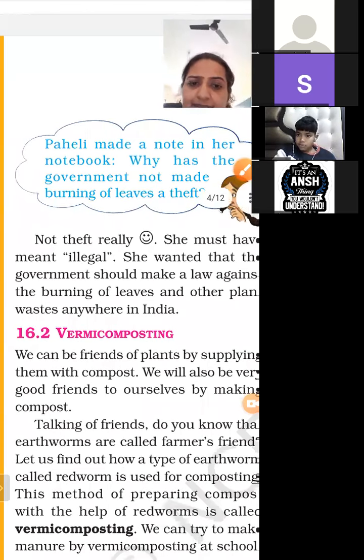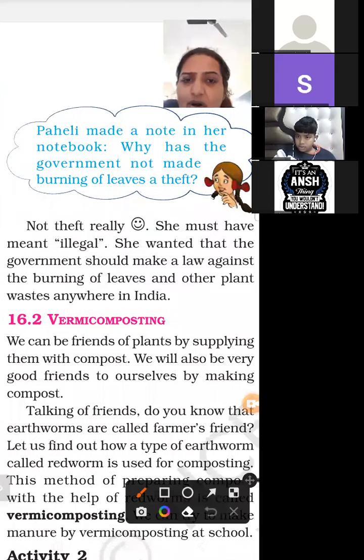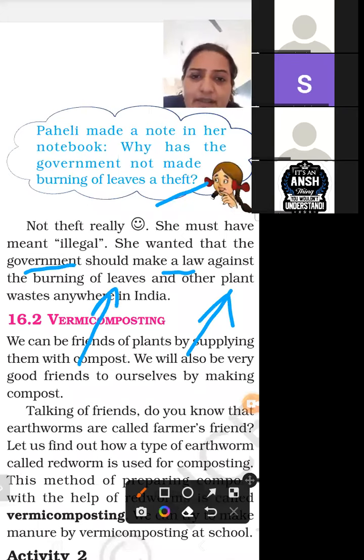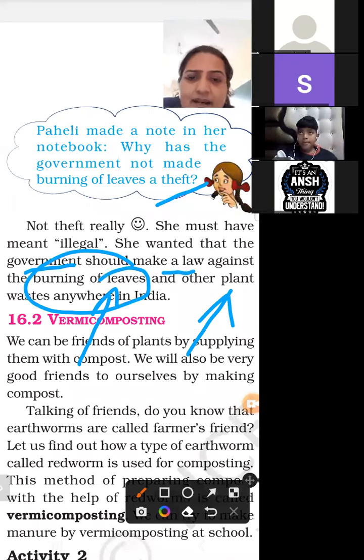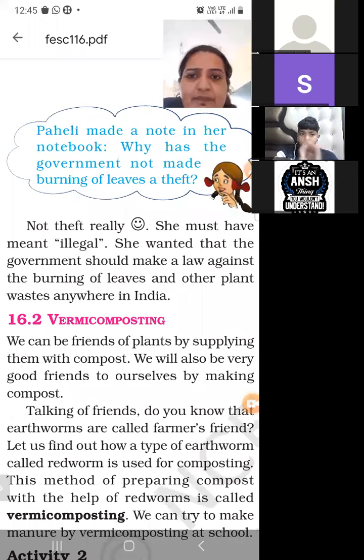Means it is illegal. She wanted that the government should make a law against the burning of leaves. She must make a law against this burning of leaves, and punishment must be given to the person who burns the leaves and who burns the plant waste.